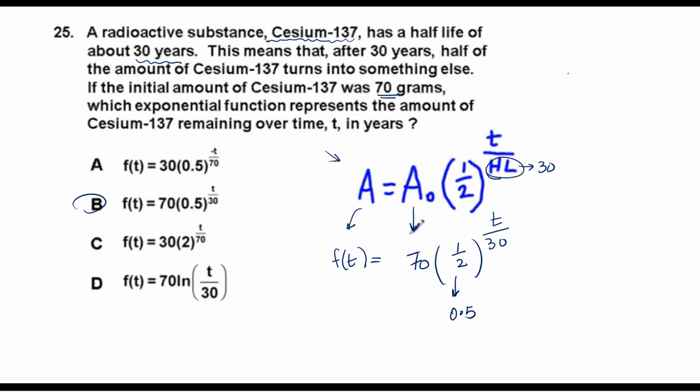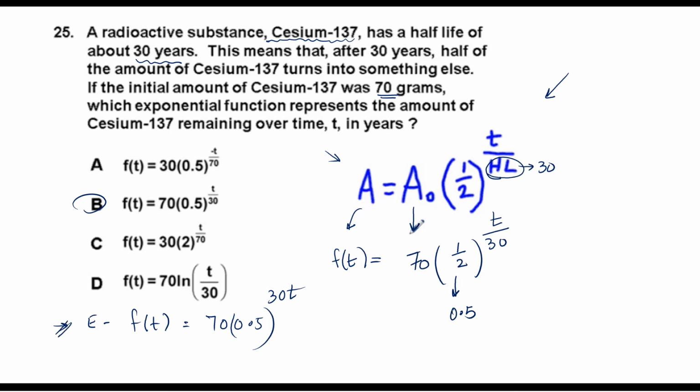Now at this step I just want to pause and tell you one more thing where the students make a mistake. Rather than doing T by 30, they write 30T. Here there is no such option, but let's suppose there is an option f of T equals 70 times 0.5 whole to the power of 30T. In that case, the students, without thinking anything, just say that option E is correct.